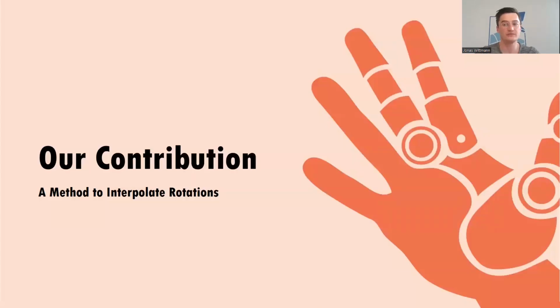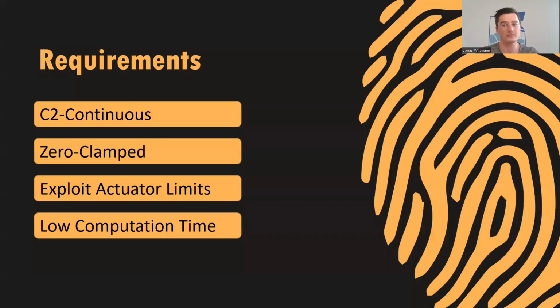Our contribution is a method to interpolate rotations with the approach just shown. Our requirements are, first, we want a C2 continuous trajectory profile. That is, we want to have continuous accelerations so that only minor vibrations result. Second, we want a trajectory that is zero clamped. That is, the desired velocity and acceleration at start and goal has to be 0. Third, we want to exploit the actuator limits so that we traverse the waypoints at high speed. Fourth, we want low computation time so that we can compute the trajectory online.